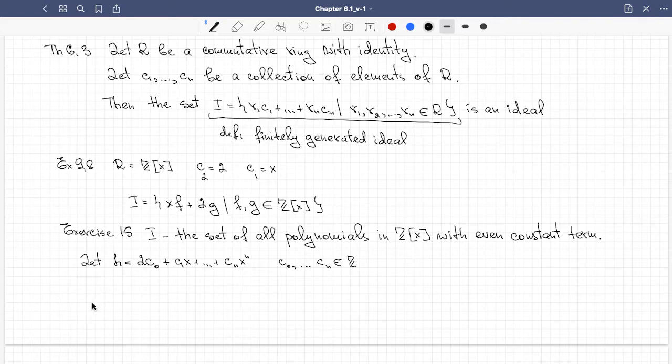Then you can write h as x times f plus 2g, where g is equal to c naught, whatever it was. So this is a constant polynomial.